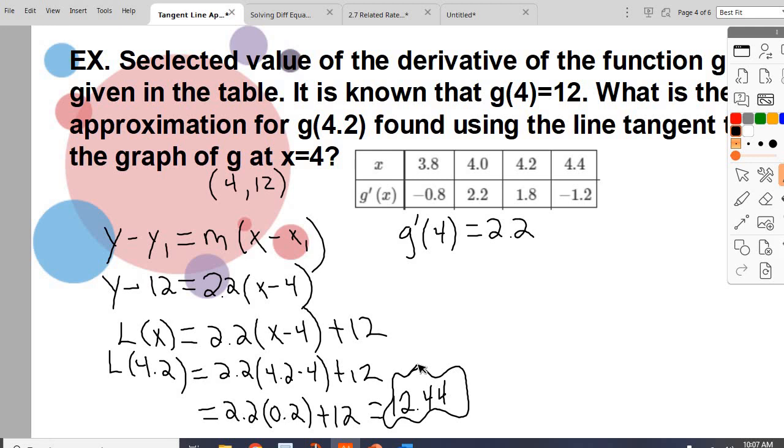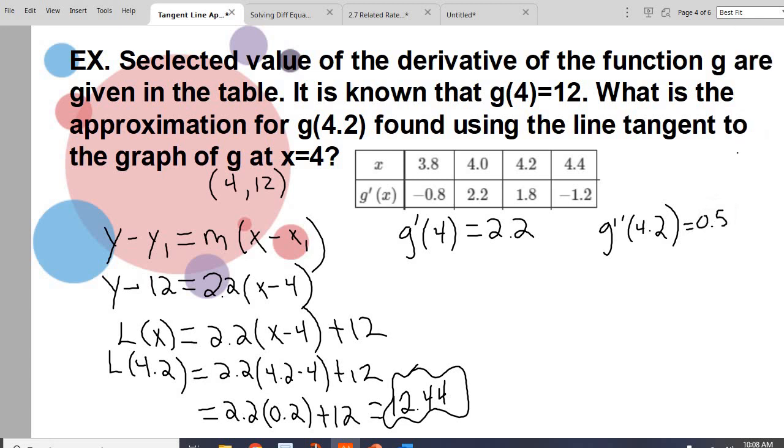Yes? And what they could have done as well is they could have said, g double prime of 4.2 is equal to, I don't care, 0.5. So then now, do we have an over or an underestimate? Underestimate. It's going to be under, because that means that our graph is what at 4.2? Concave up. So we would have an underestimate.